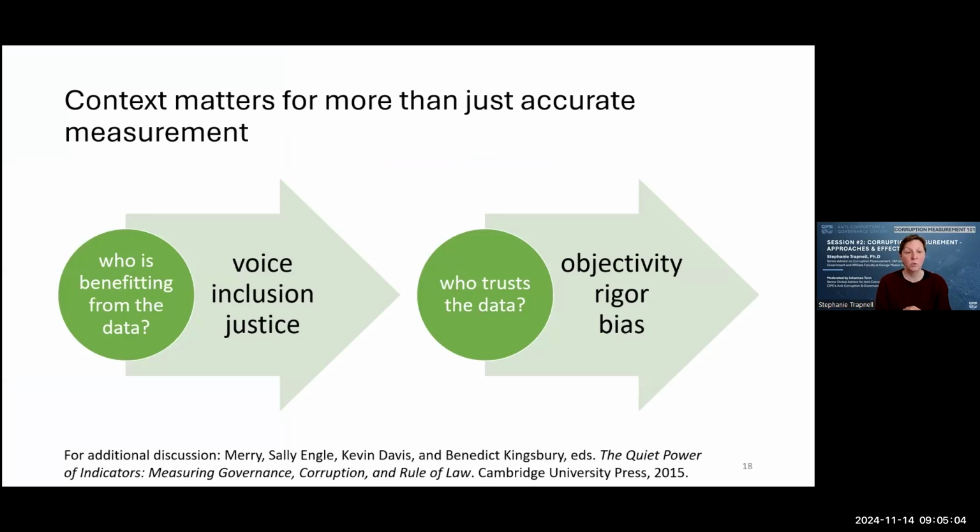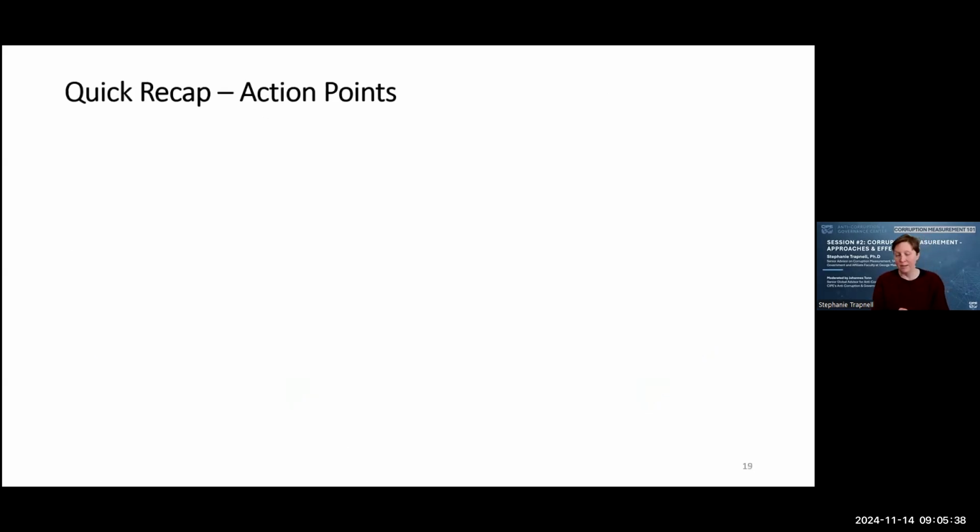And if you want to know more about these issues, a good starting point, I've put the reference at the bottom. Sally Engle Merry has written a lot on this, The Quiet Power of Indicators. This is just one of them. It matters for corruption. That's why I put it at the bottom. It's a different discussion than I can go into here, but it's a very important discussion about measuring, especially with corruption, because corruption matters so integrally to quality of life and standard of living for people in these countries that we're measuring. So a quick recap, action points for everyone watching.